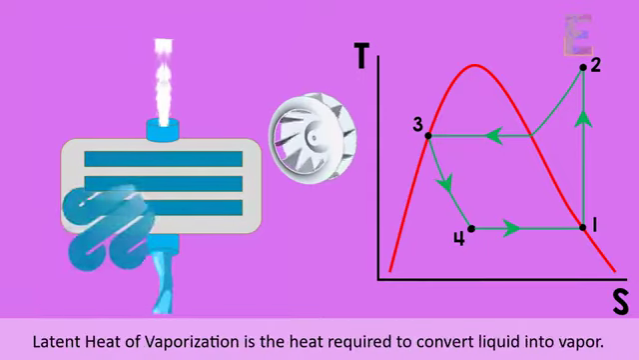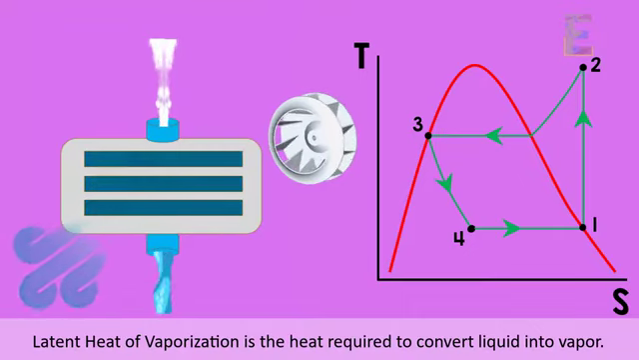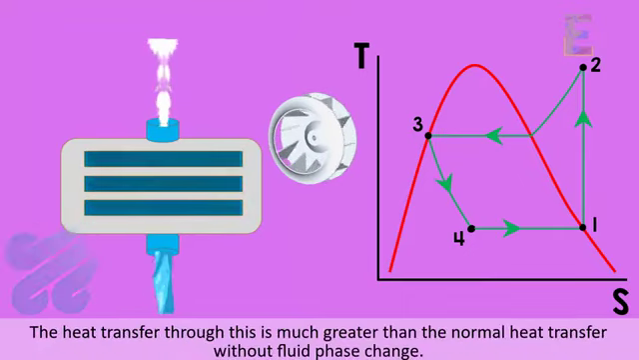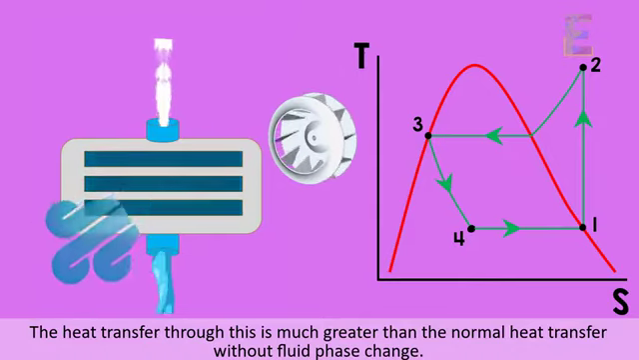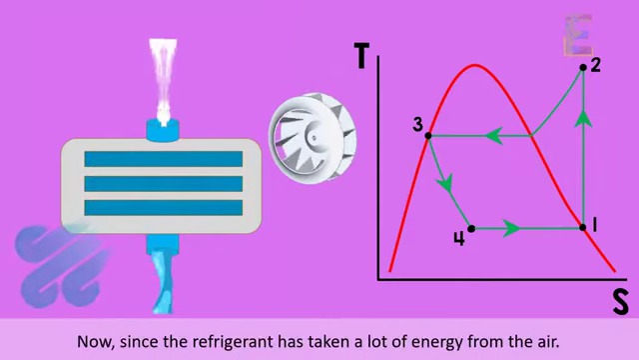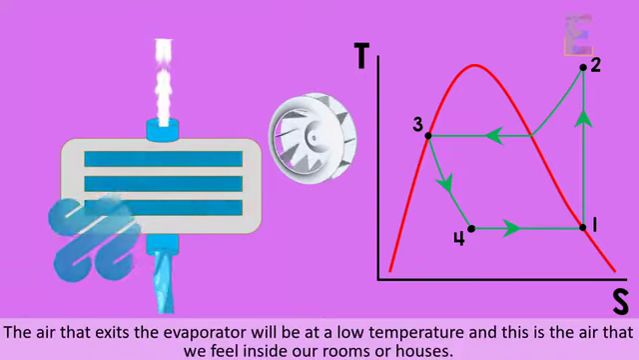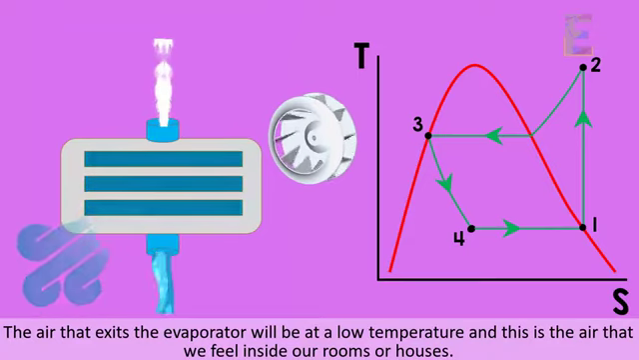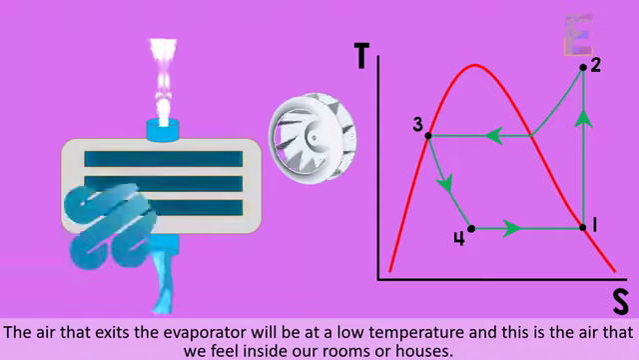Latent heat of vaporization is the heat required to convert liquid into vapor. The heat transfer through this is much greater than the normal heat transfer without fluid phase change. Now, since the refrigerant has taken a lot of energy from the air, the air that exits the evaporator will be at a low temperature, and this is the air that we feel inside our rooms or houses.